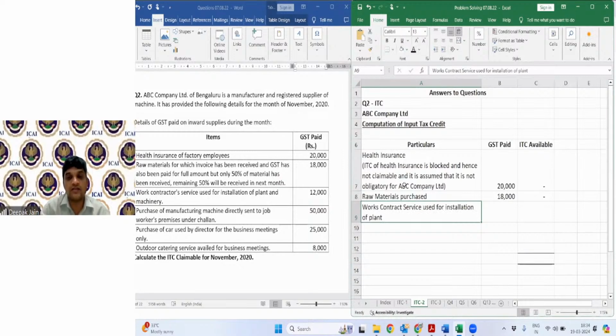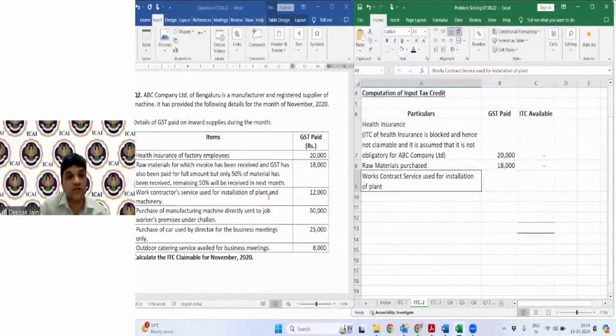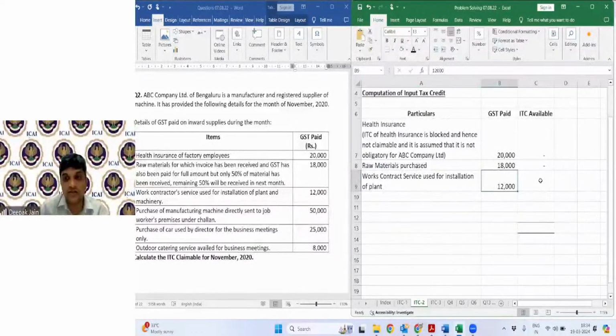Then next is works contract service, which is used for installation of plant and machinery. Works contract service used for installation of plant and machinery, GST paid is 12,000 rupees. On this, ITC is available.